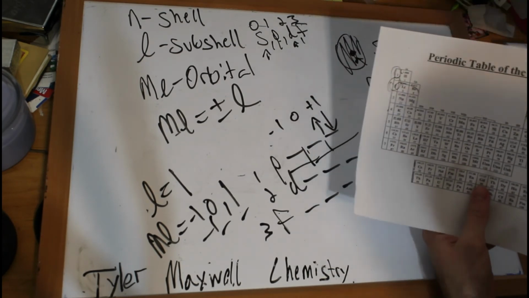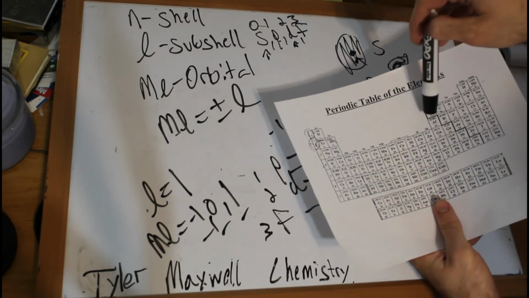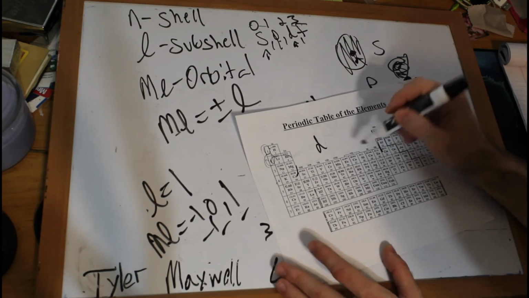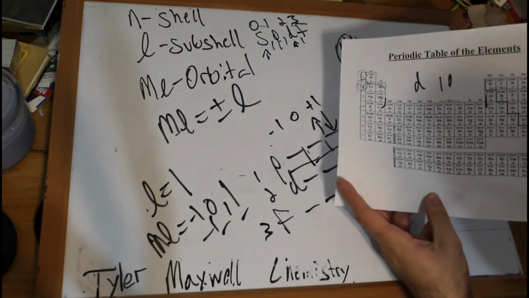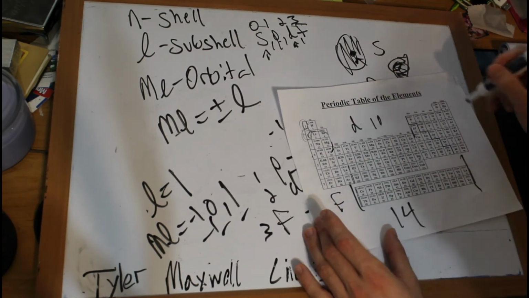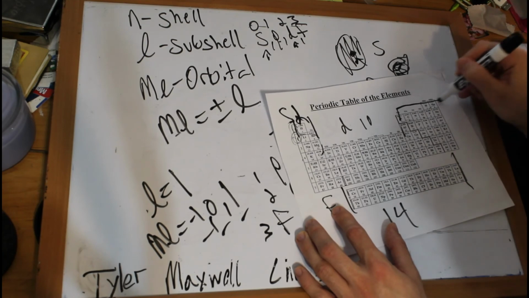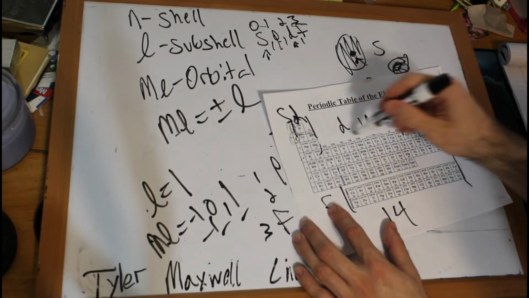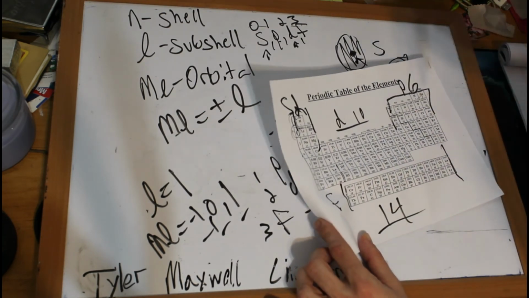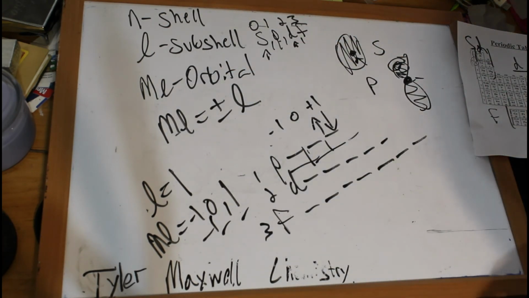And you can also see this on the periodic table: 2 electrons in S, then 6 in P. This is our D block here, so this is a total of 10 electrons in the D, and then our F here is 14. So just think about it like that: 2 for the S, 6 for the P, 10 for the D, and 14 for the F. Divide by 2 and you get 1, 3, 5, and 7. And that corresponds to the total values that ML could be.